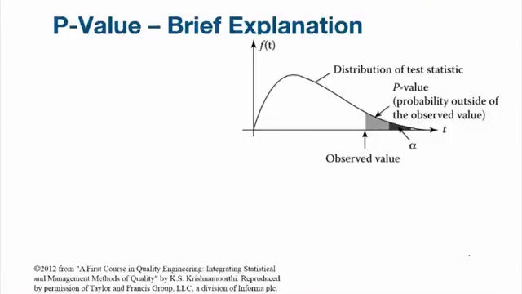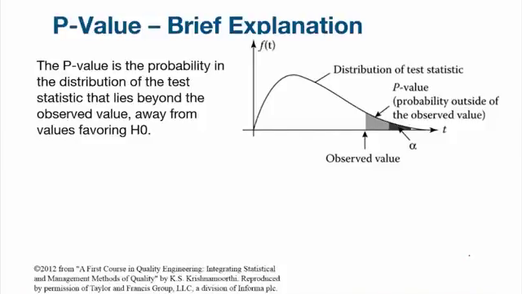The definition of the p-value is the probability in the distribution of the test statistic that lies beyond the observed value, away from values favoring the null hypothesis. If the p-value is smaller than the chosen alpha, it means that the observed value of the test statistic lies in the critical region, and this means the null hypothesis should be rejected. If the p-value is larger than alpha, then the observed value is not in the critical region, and the null hypothesis should not be rejected.